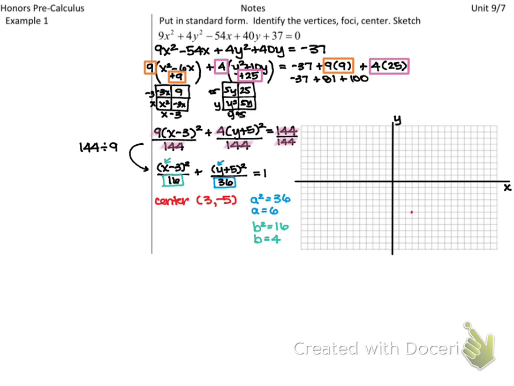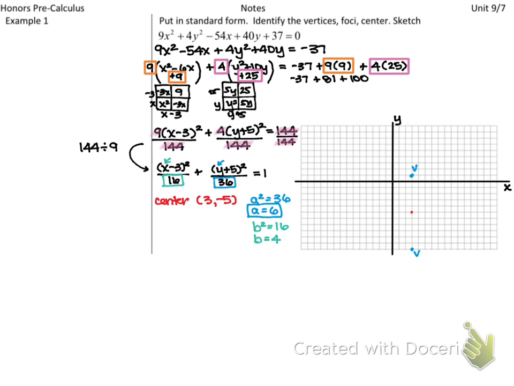Okay, so I have my 3, -5 marked on my graph. Now I'm going to use my a value of 6, and I'm going to go in the y direction 6 units directly from that point. So I'm going to go down 6, 1, 2, 3, 4, 5, 6. And I'm going to go up 6, 1, 2, 3, 4, 5, 6. Each one of these is a vertex.